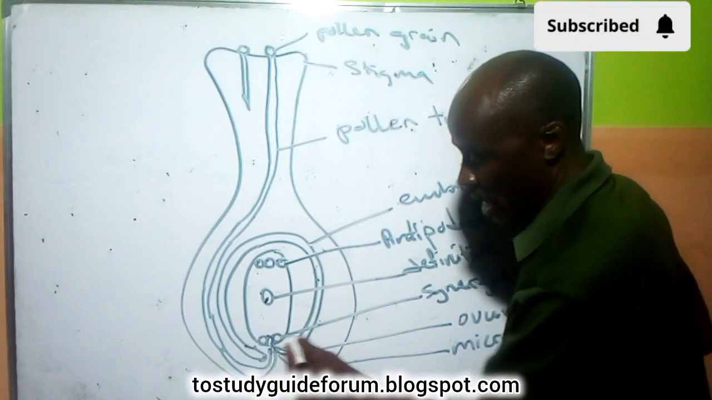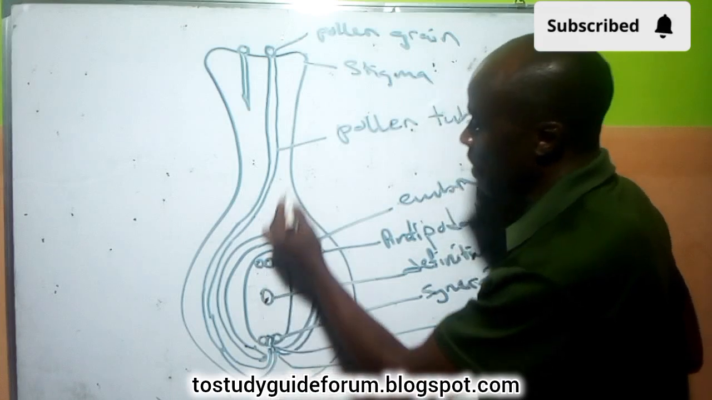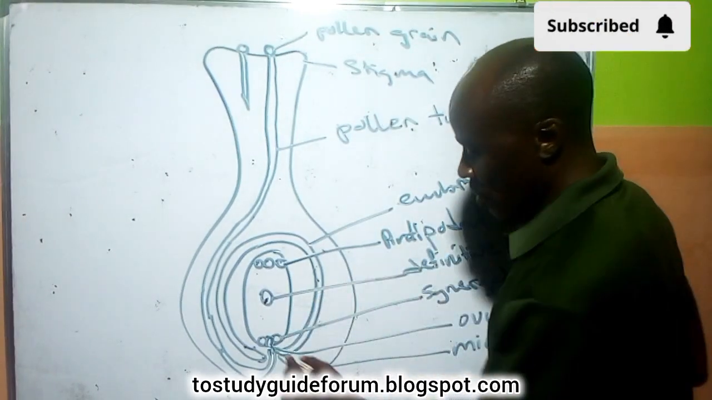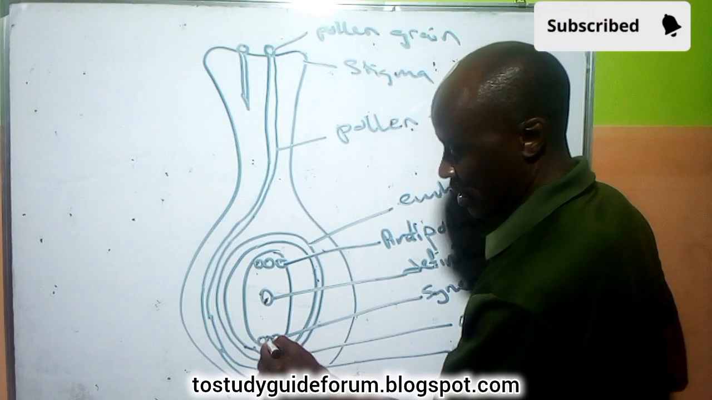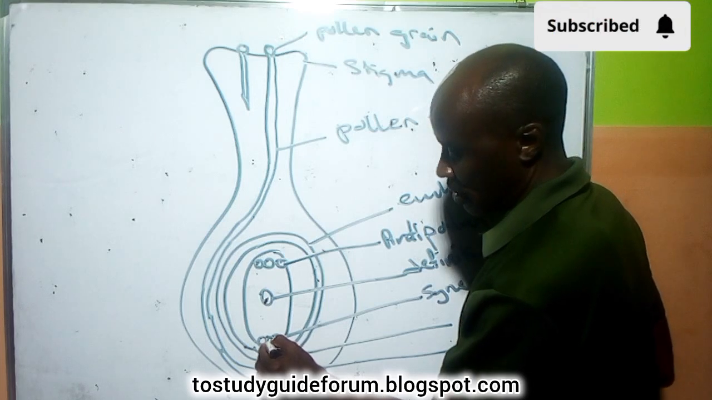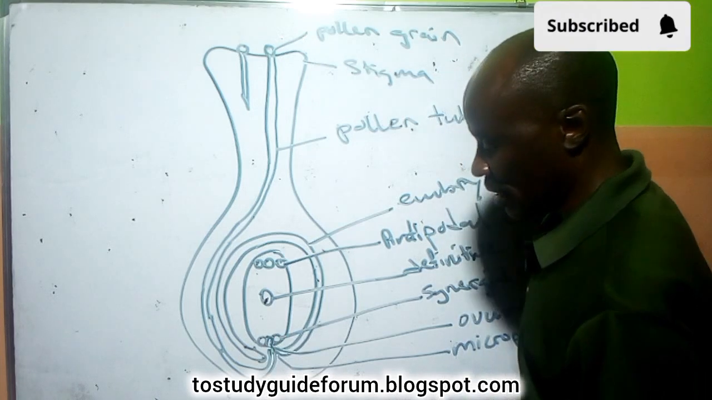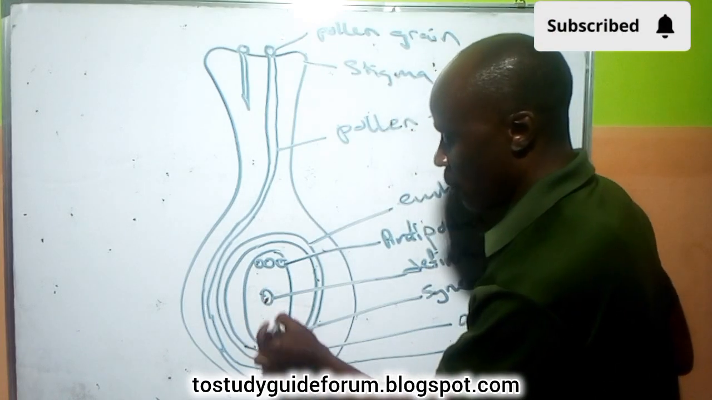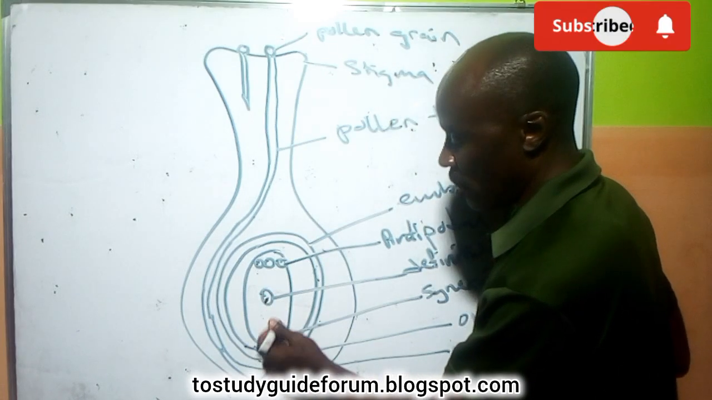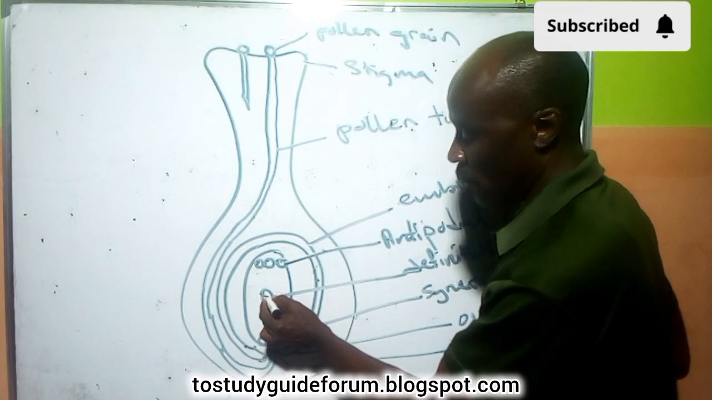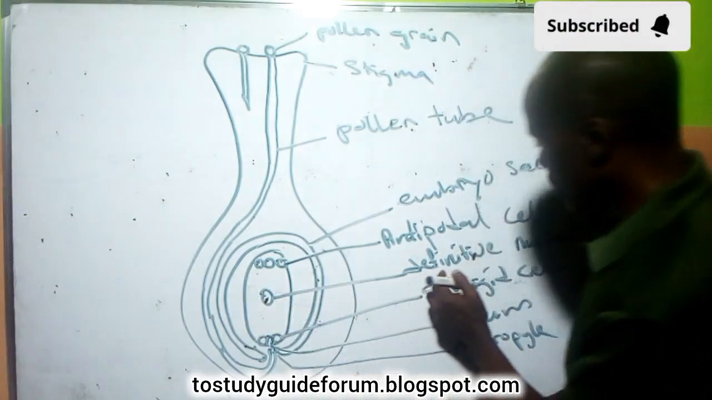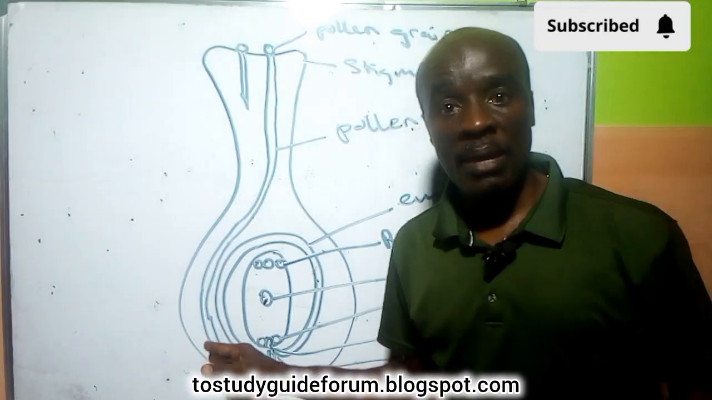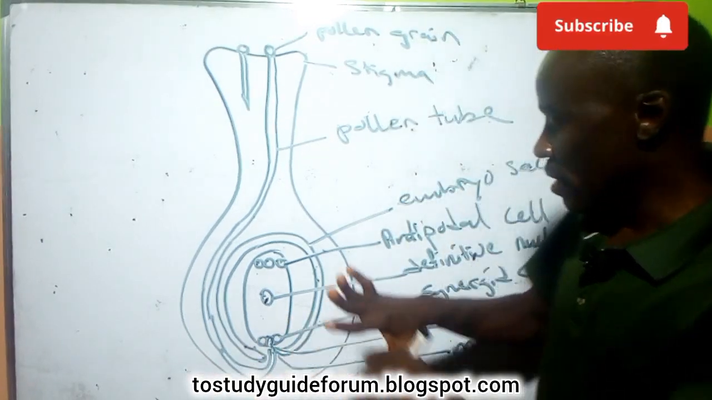When they get to the egg, the first male gamete will fertilize the egg. This is the egg. Once the egg is fertilized, the second one will locate this end. The egg will form the zygote, while this other one, the definitive nucleus, will form what we call the endosperm of the fruit.